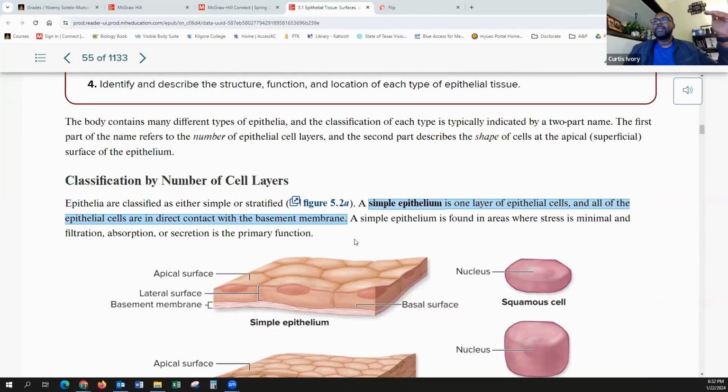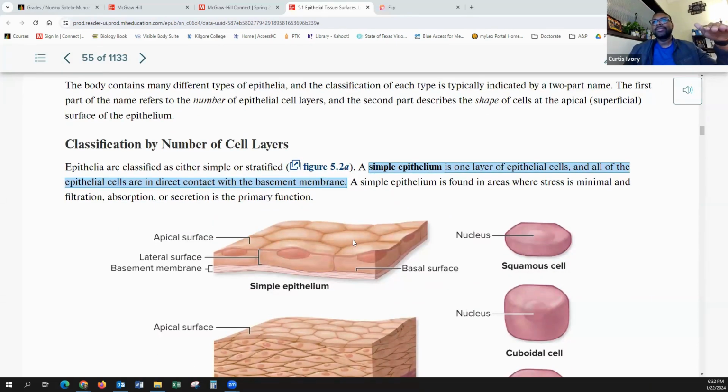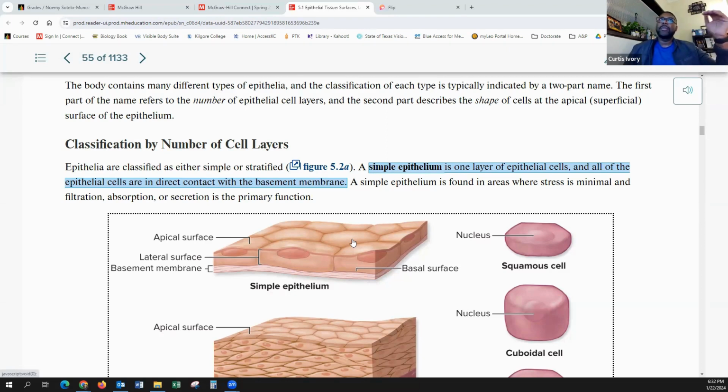We have what's called simple epithelium. Simple just means it is one layer. It's only one layer thick, and underneath that layer is called the basement membrane. Think about a house: you have the basement at the very base of it, and then you build on top of that. So the basement membrane, especially for skin or tissues, is going to be that very layer at the very, very bottom. Then the layer above that would be the cells, or the lateral surface and apical surface. So simple just means it's just one layer.